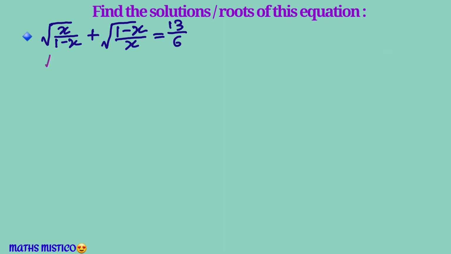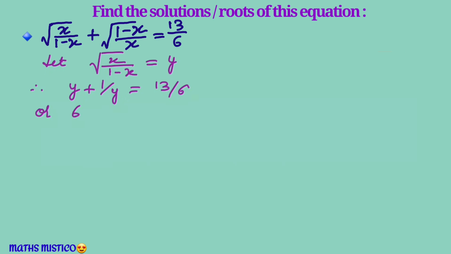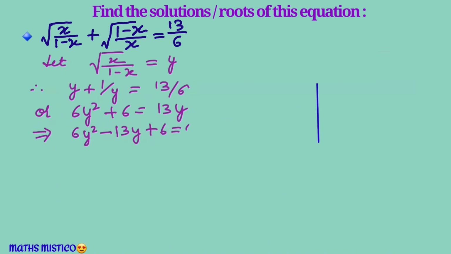So let's try another one. Can we solve this one with the same technique? Of course. We will put this root x upon 1 minus x equal to y, and this will become 1 upon y. So the equation will reduce to y plus 1 upon y is equal to 13 upon 6. LCM of the various denominators is 6y. So multiply throughout by 6y and we get 6y square plus 6 is equal to 13y, or 6y square minus 13y plus 6 is equal to 0.